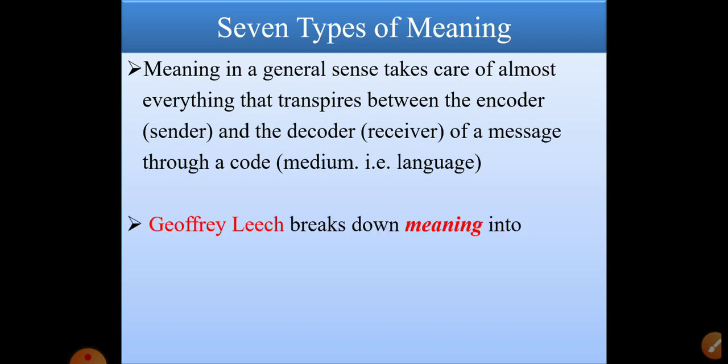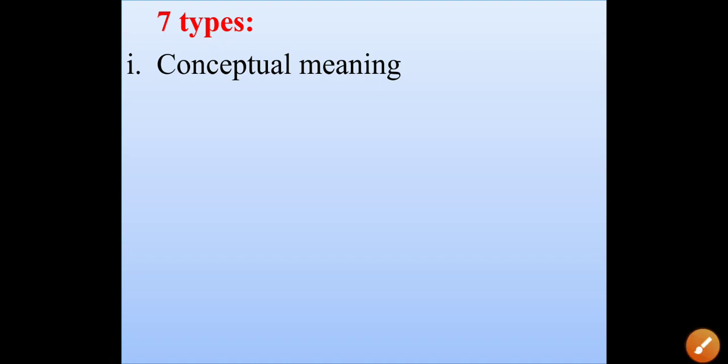Now Geoffrey Leach breaks down meaning into 7 types. So 7 types of meaning is a topic, or the concept is from Geoffrey Leach. He divides meanings into 7 types. First is conceptual meaning. It is also called denotative meaning.